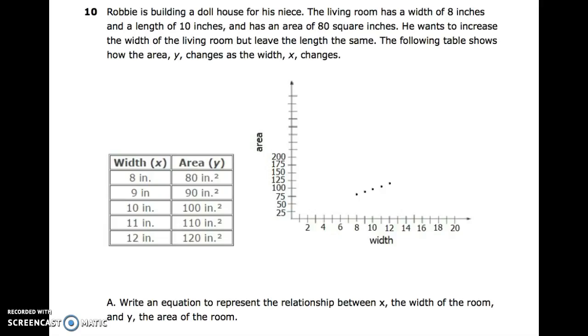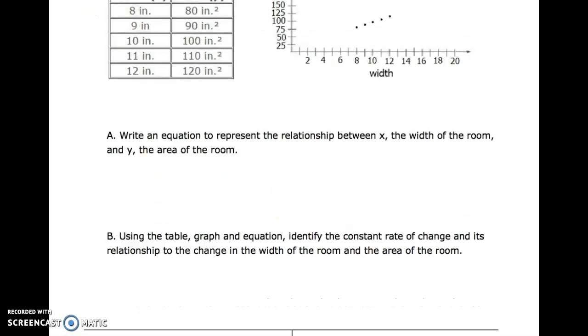A. Write an equation to represent the relationship between x, the width of the room, and y, the area of the room. B. Use the table, graph, and equation. Identify the constant rate of change and its relationship to the change in the width of the room and the area of the room.